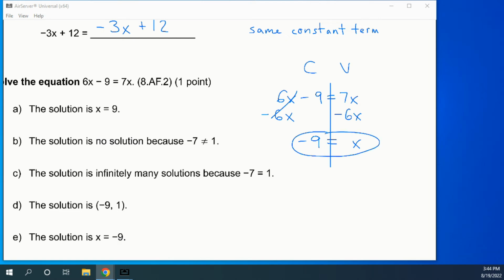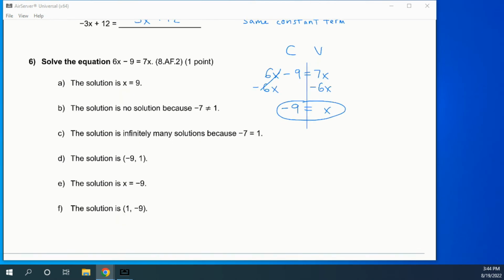That is your solution. So the solution is, there it is, E. Okay, solution is negative 9. Quick little problem there, shouldn't be too bad.